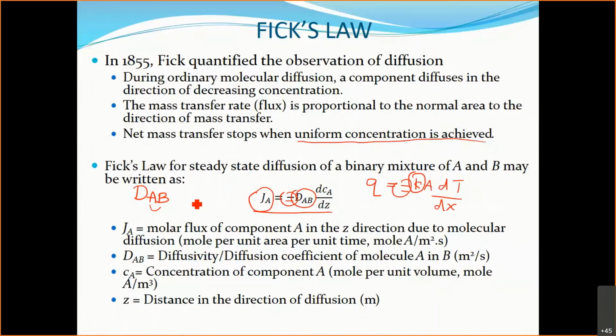If I want to find the value of JA, I write diffusion of A into B. But if I want to find the value of JB, I have to know the diffusion value of B into A. And then this is going to be dCB over dZ. So you must be able to identify and understand the difference between DAB and DBA.